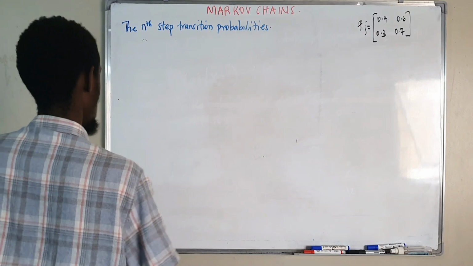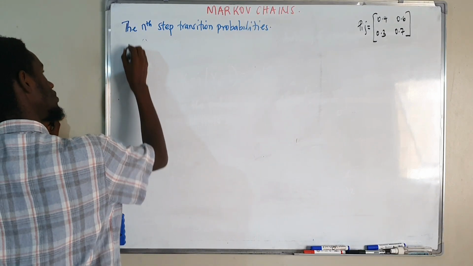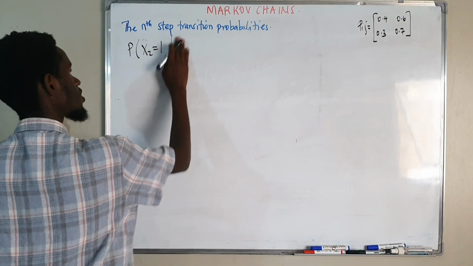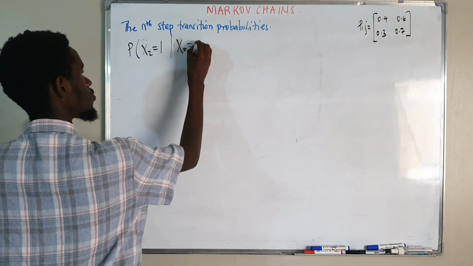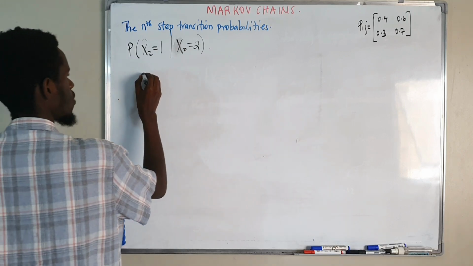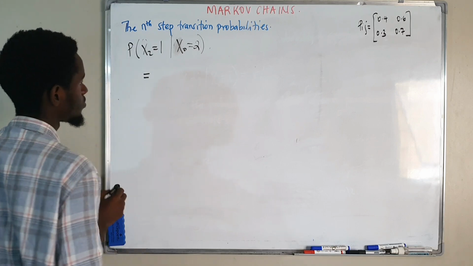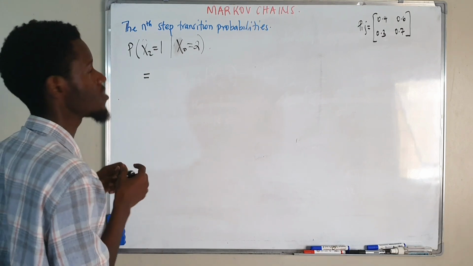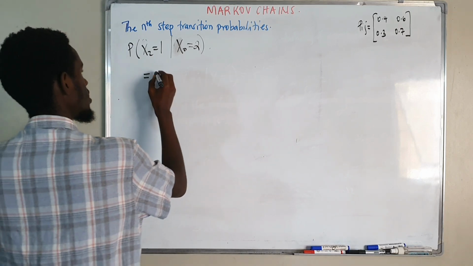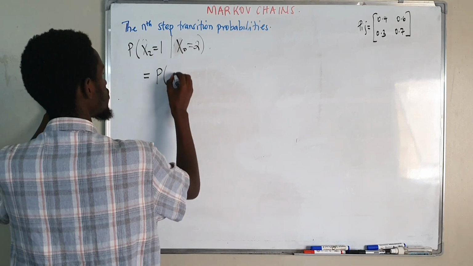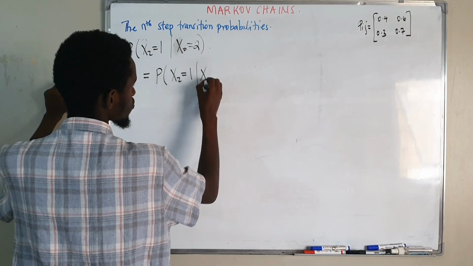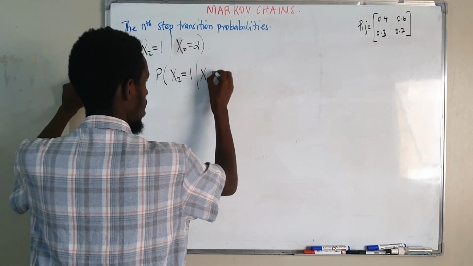Now, our question is that we will find the probability of X2 equal to 1 given X0 is 2. For this, we shall just do the same thing. Remember, we say that these are Markov chains. The future depends on the present, not the past. Therefore, this is the same thing as having the probability of X2 equaling 1, given the present, which has to be X1.